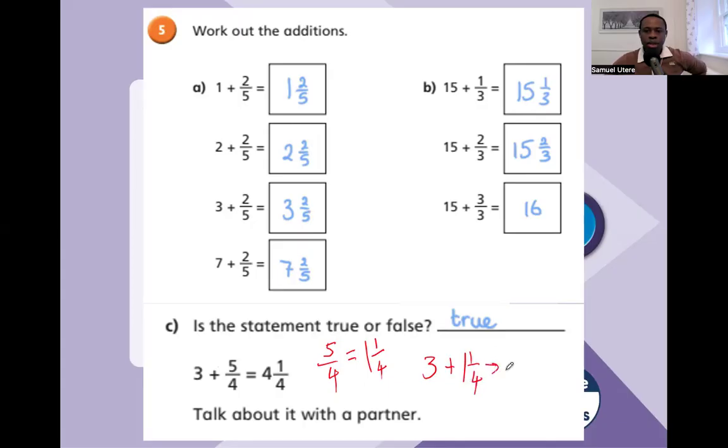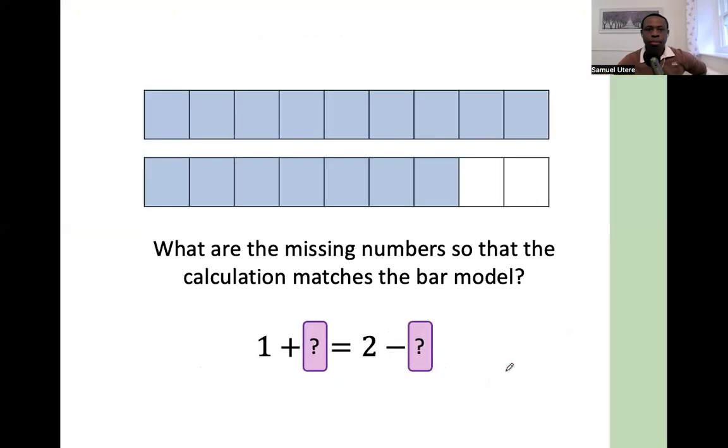Or you can break it down even further. This means 3 plus 1 plus 1/4. So you can see why it is 4 1/4. Let's do some new learning for the second segment of our lesson. What are the missing numbers so that the calculation matches the bar model? So this is our first example for the second segment of our learning.